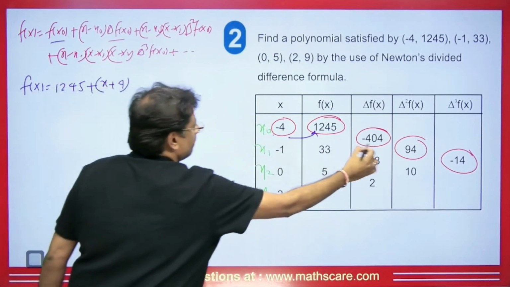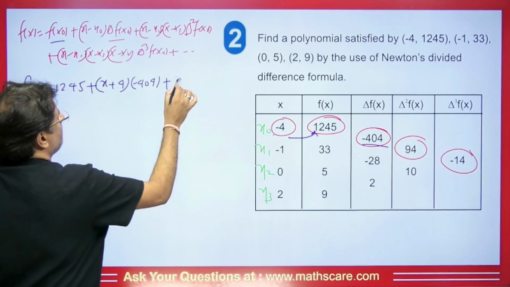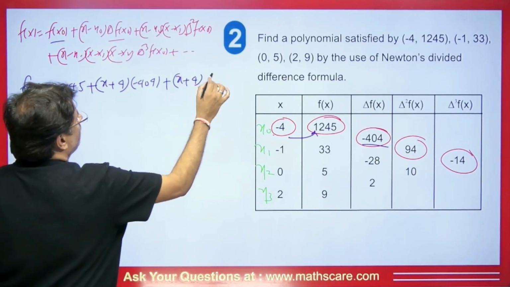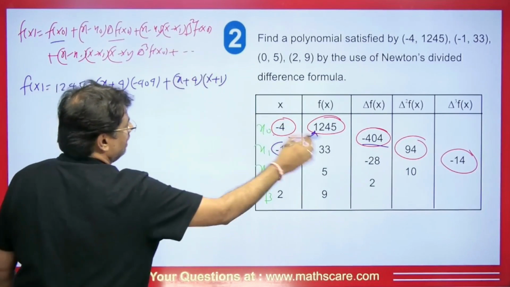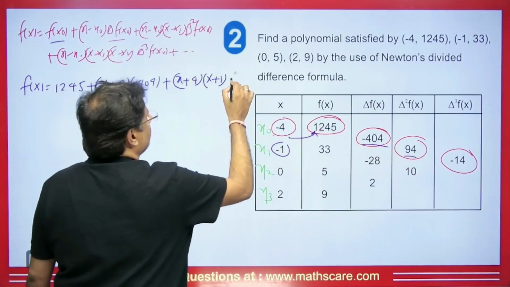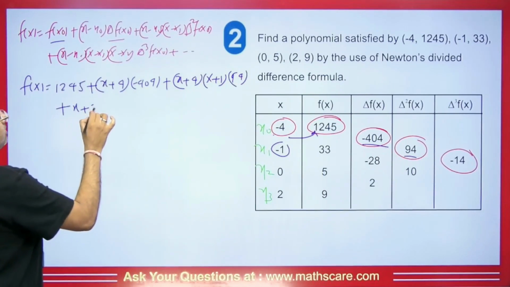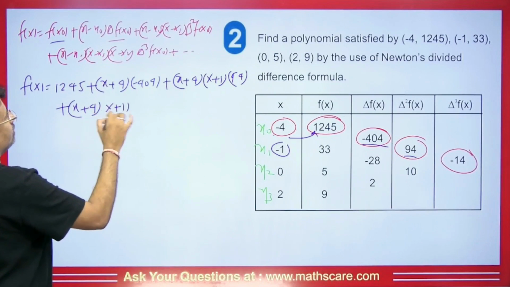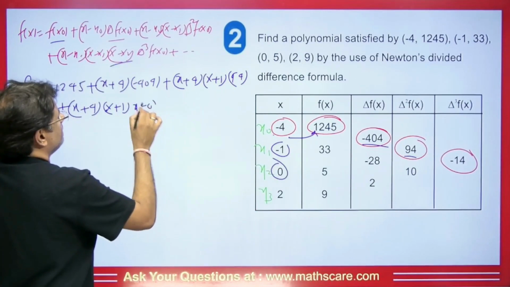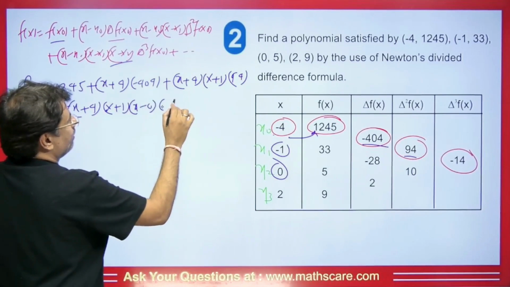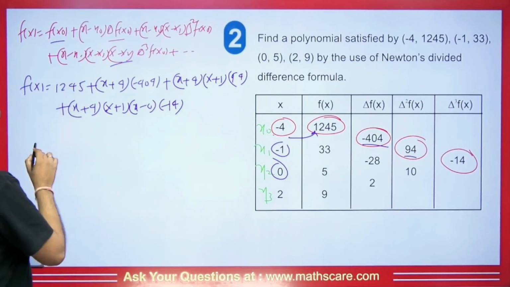And what will be the value of del fx0 here? It will be minus 404 plus (x plus 4) into (x minus x1), it is minus 1. Then it becomes plus 1 because minus minus becomes plus, right? And this will be 94, clear. Like this we will put the next, then this will come. (x plus 4)(x plus 1) and (x minus x2). This will be 0 here, so this will be (x minus 0) into del cube. This will be what? It will be minus 14. So students, this is the value that we have, right?